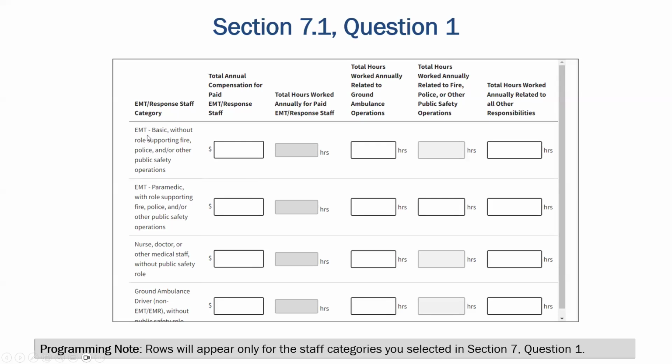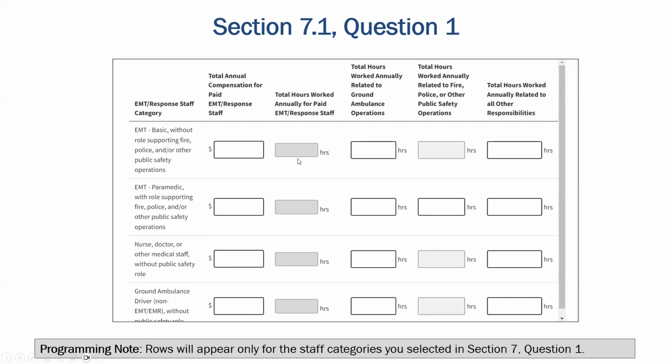So this organization indicated they use EMT basic that do not have a fire, police, or other public safety role, EMT paramedics with a role supporting fire, police, or other public safety operations, nurse, doctor, or other medical staff without public safety role, etc. And then for each of those categories, you're going to report total annual compensation. I'll come back to this grayed out box in a second. You'll report also the total hours worked annually related to ground ambulance operations, to fire, police, or other public safety operations, and then total hours worked related to all other responsibilities.